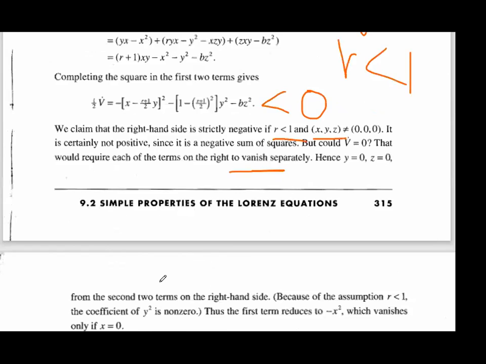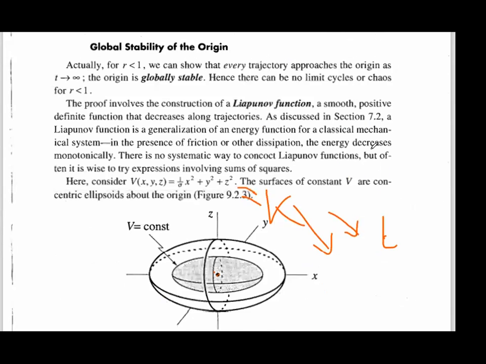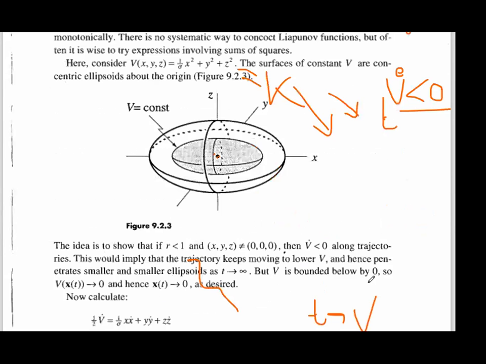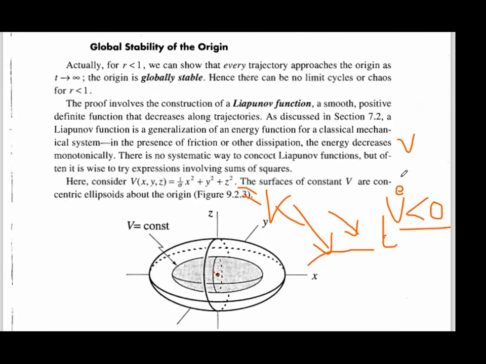Therefore, V is a Lyapunov function. It is positive definite, it is 0 at the origin, and the rate of change of this function is strictly negative for all values except the origin, along any trajectory.